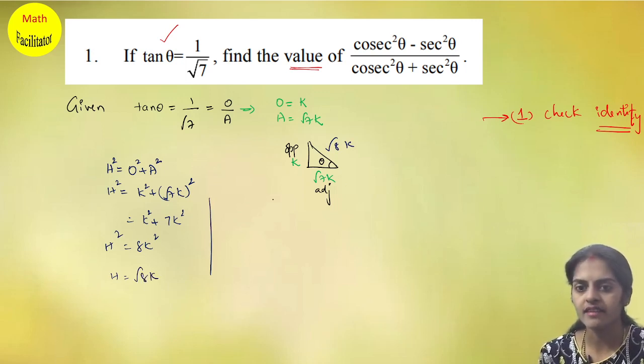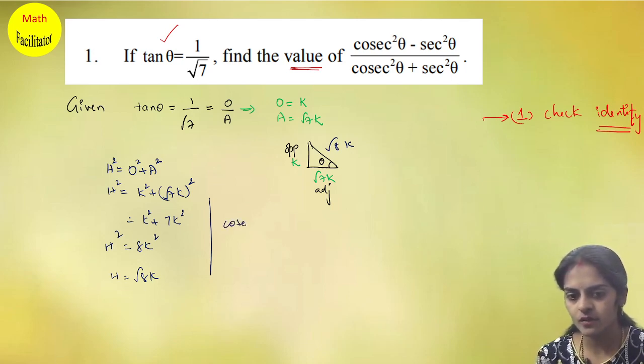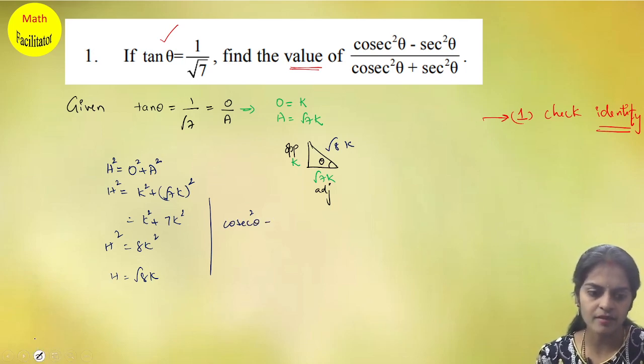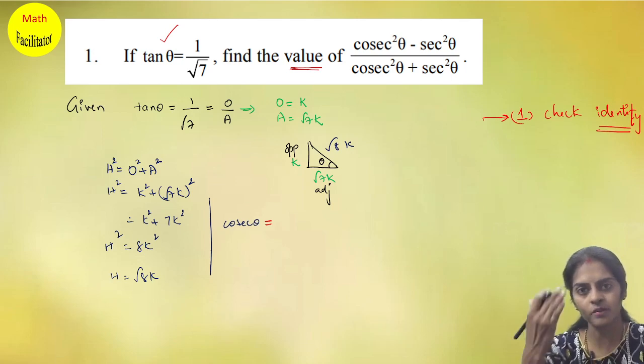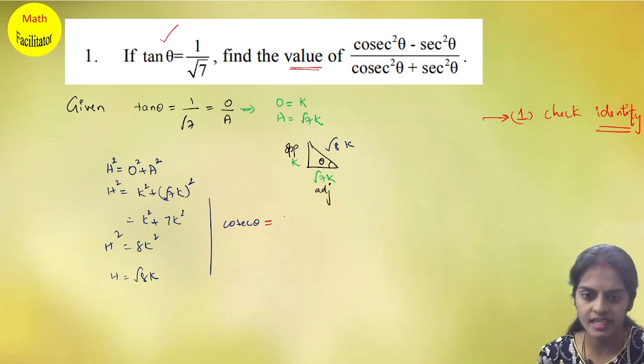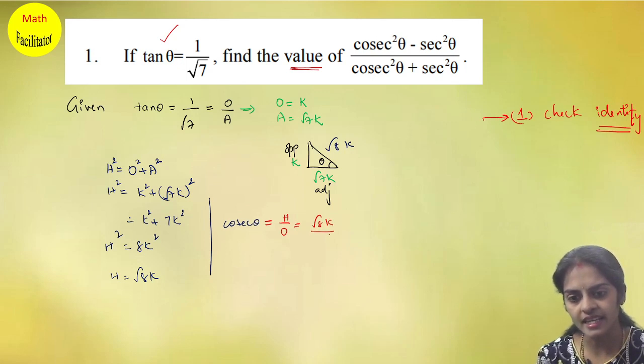Now we need to find the value of cosecant square minus secant square upon cosecant square plus secant square. For that, firstly let me find the value of cosecant and secant. Cosecant is the reciprocal of sine. Sine is opposite by hypotenuse, so cosecant is hypotenuse by opposite. Hypotenuse side is root 8 k and opposite side is k. So cosecant theta is root 8.